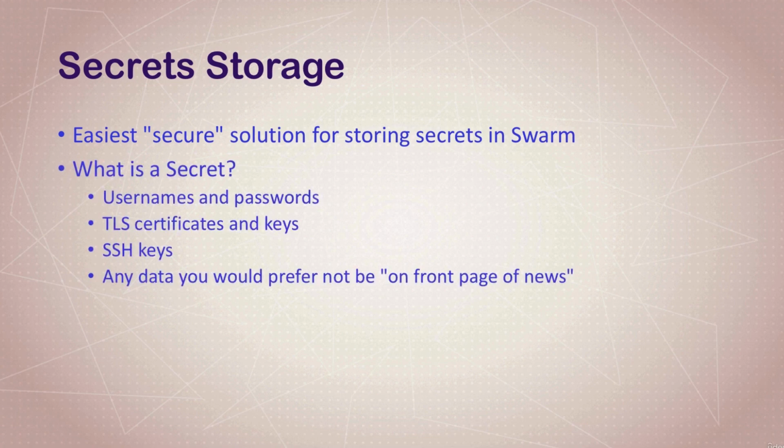So what is a secret? A secret in this case is classifying anything that you don't want on the front page of a newspaper. If it got on the front page and you had to go change it, that's a secret. It's a username or password. It's a TLS certificate or the keys to that. It's an SSH key. It's a Twitter API key. It's an Amazon key. It's anything that you need to allow connectivity between stuff is probably a secret, and you should be protecting it.